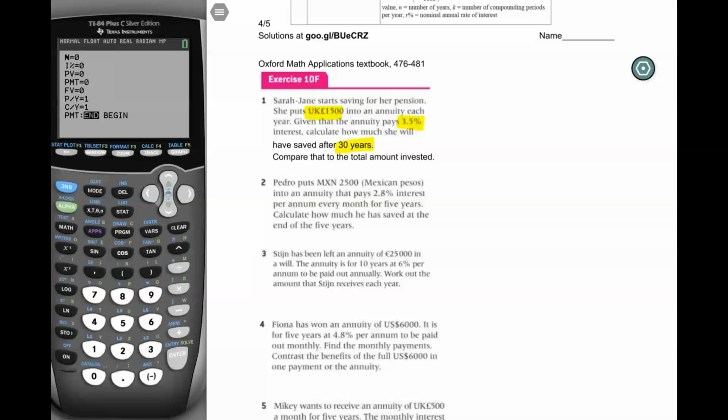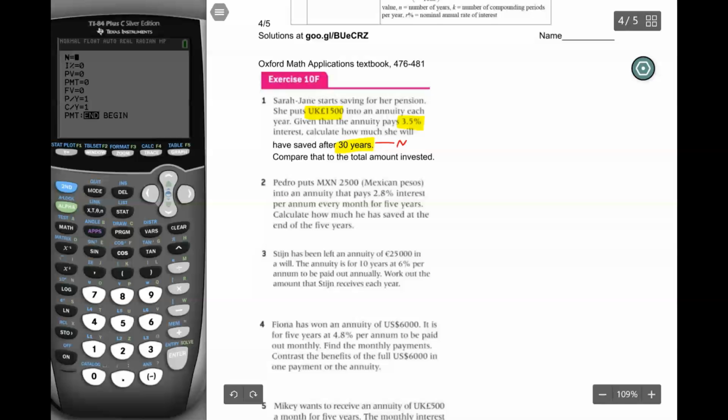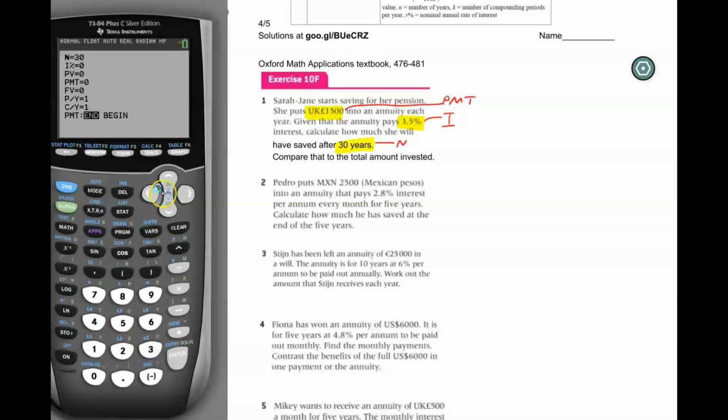So in this case, N will be annual, and we can use 30 for N. And 3.5% would be the annual interest because everything is in years here. And then 1,500 would be our PMT, or payment. So let's input that data in here. The N value is going to be 30, and the I value is going to be 3.5.